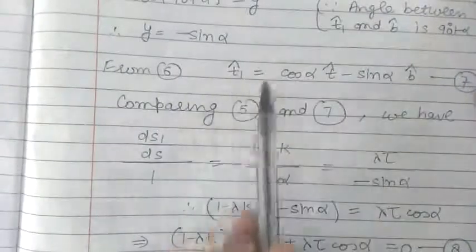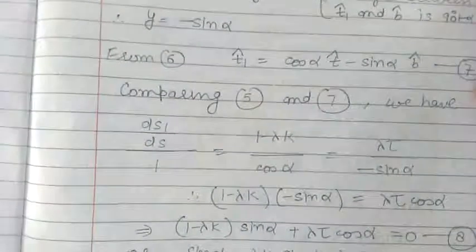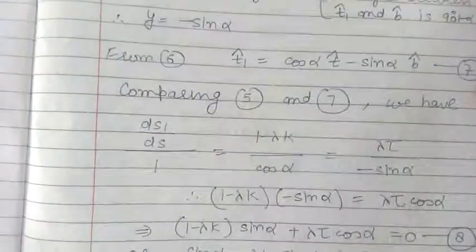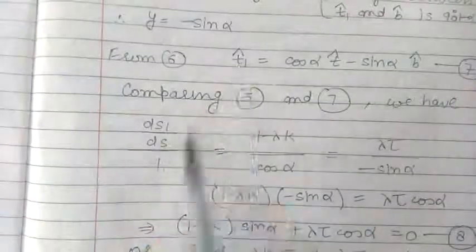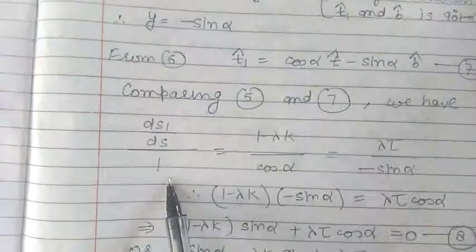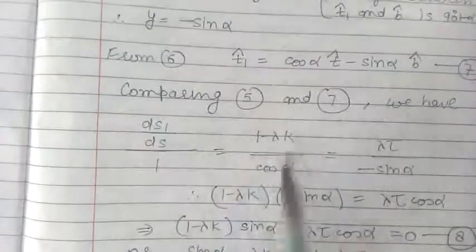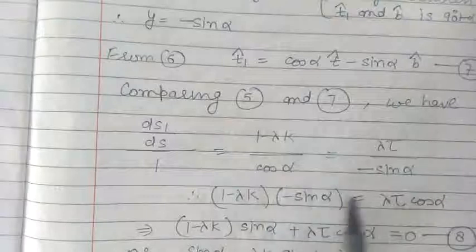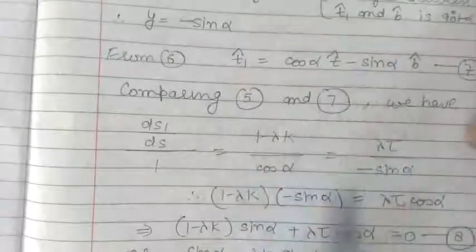Now we can compare equations 5 and 7, comparing the coefficients of like terms. In equation 5, the coefficient of T1 cap is ds1 by ds. Here the coefficient of T1 cap is 1, and the coefficient of T cap is 1 minus lambda k in equation 5, and here cos alpha. In equation 5, the coefficient of B cap is lambda tau and here minus sin alpha.